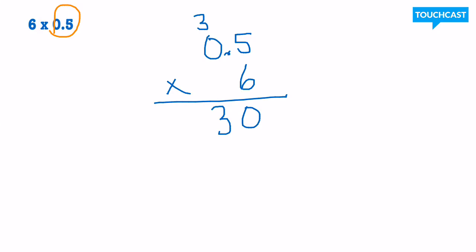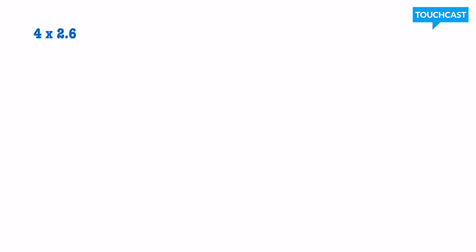Now I need to go back to my original equation and figure out how many decimal places, or how many digits, were to the right of the decimal point. There was 1 decimal place in 0.5, and there were no decimal places in the number 6. So that means I need to put 1 decimal place into my final answer.